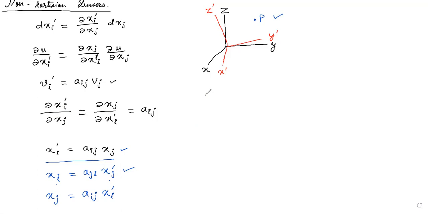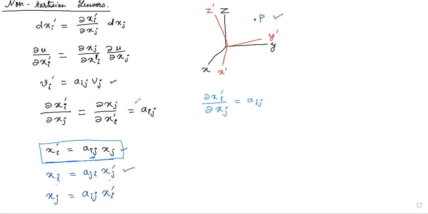So what do we have here? Dou xi prime by dou xj. Now, if I look at this equation, I see that dou xi prime by dou xj is nothing but aij. So this is aij.